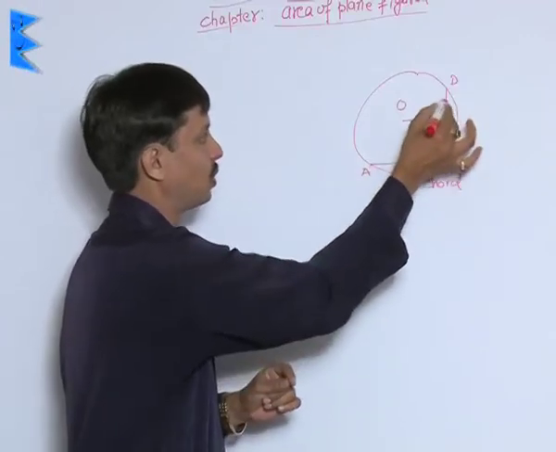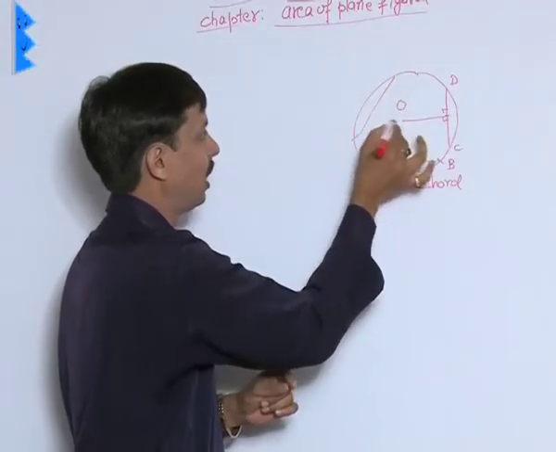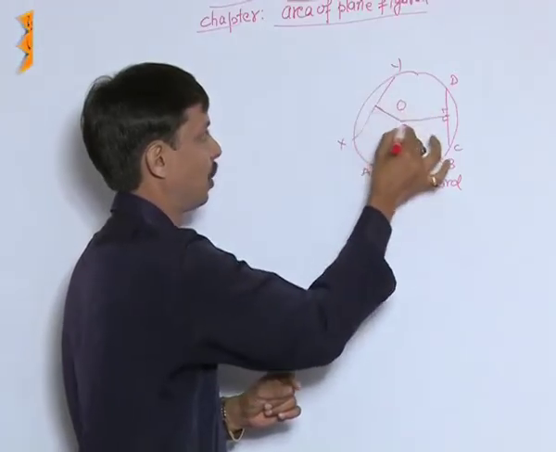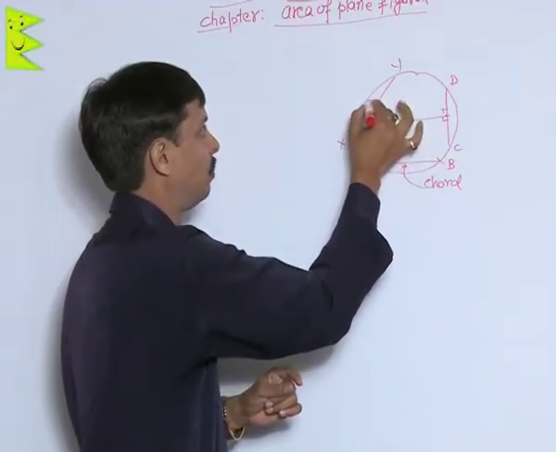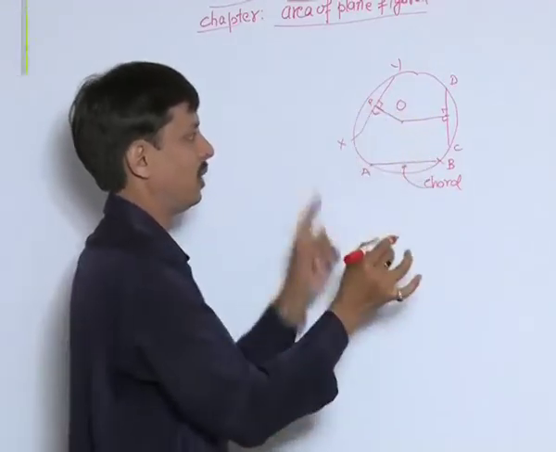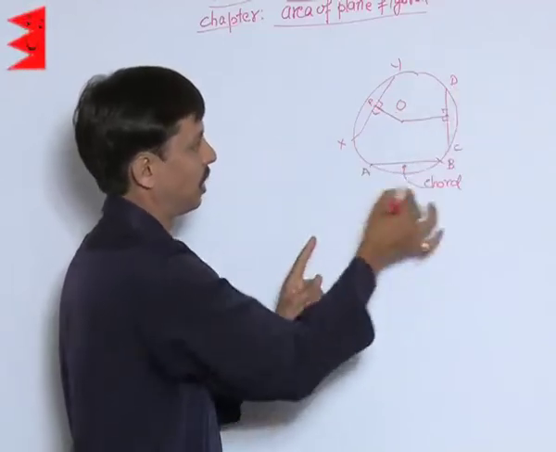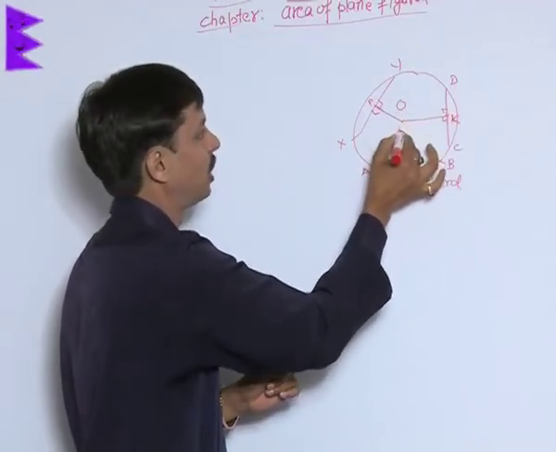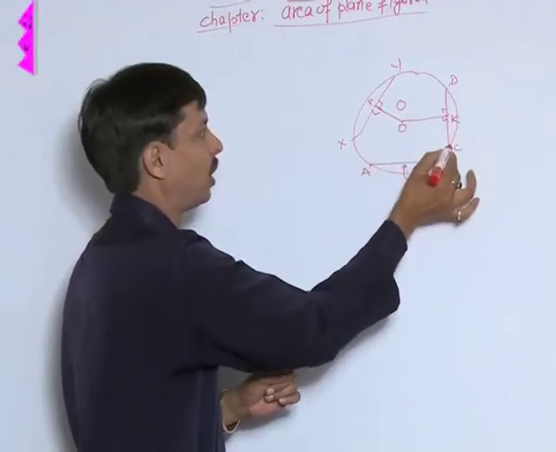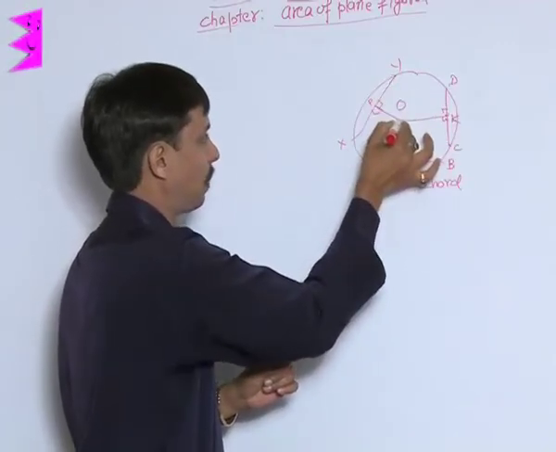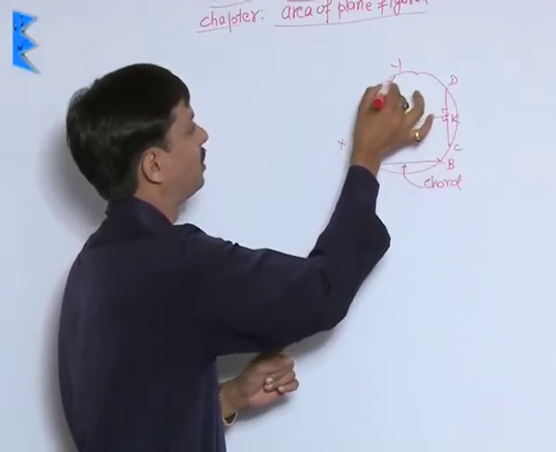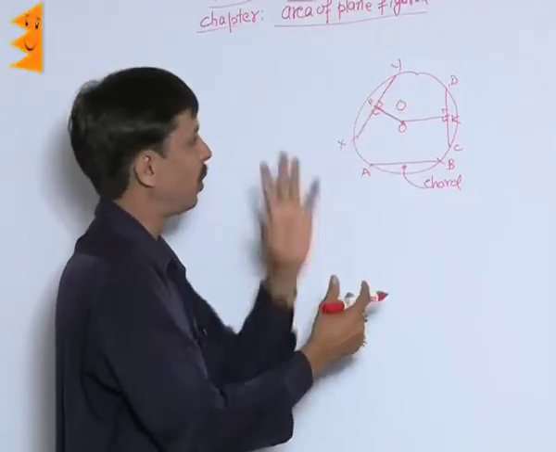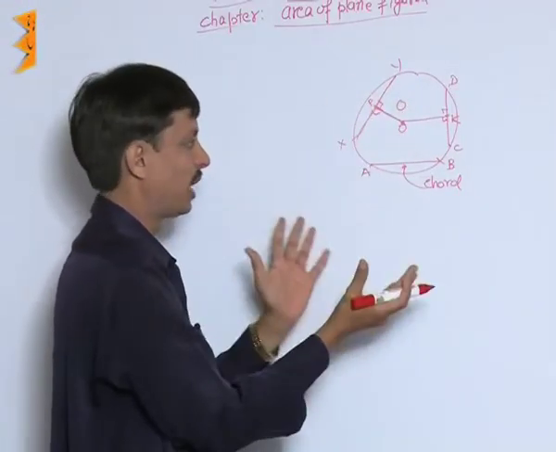Or if you say this is another chord and you have drawn a perpendicular from here, then the converse of this property is that it will meet the chord at the midpoint. So if in a circle the midpoint of a chord is joined to the center, then it is perpendicular. Or if the perpendicular from the center to the chord is drawn, then it has to meet it at which point? Midpoint. So there are two results.